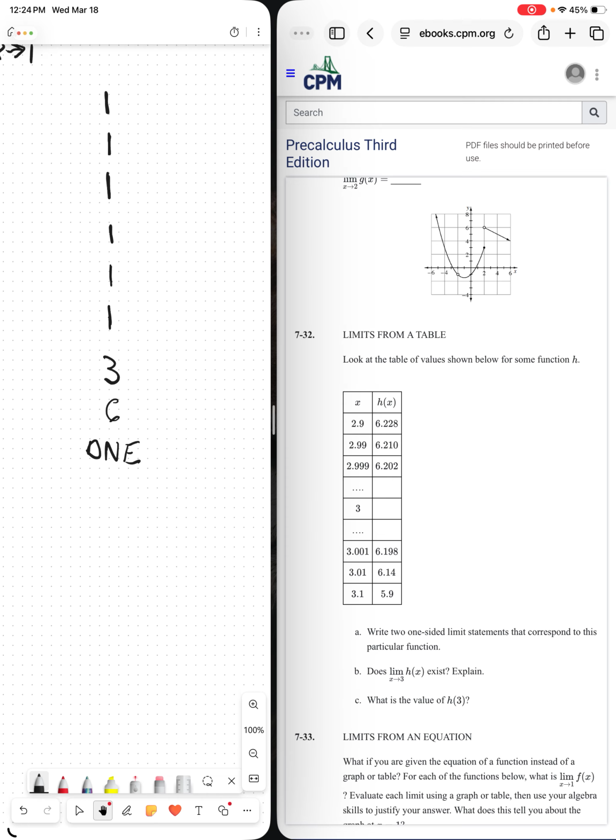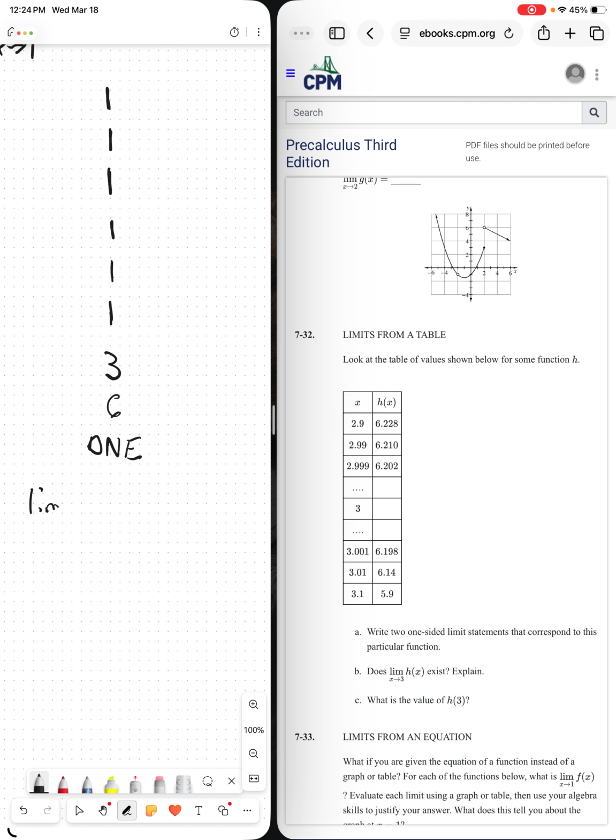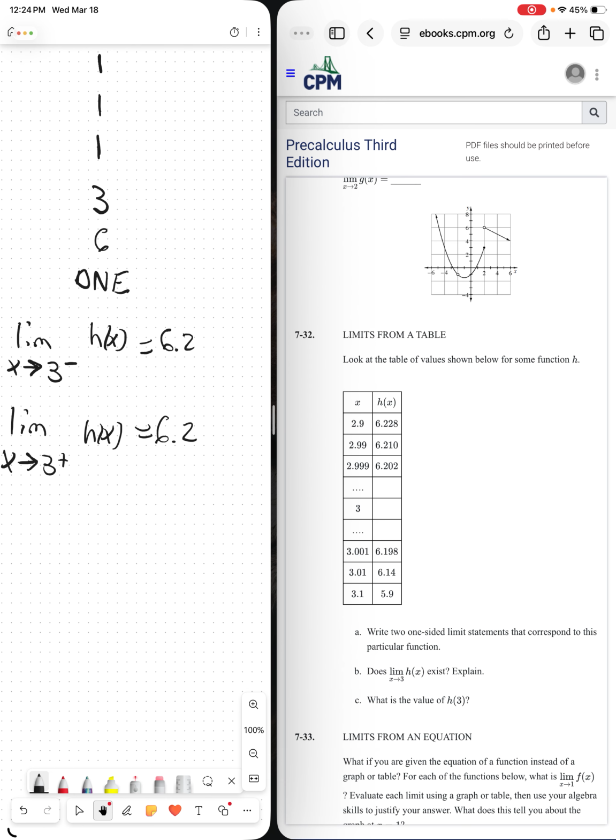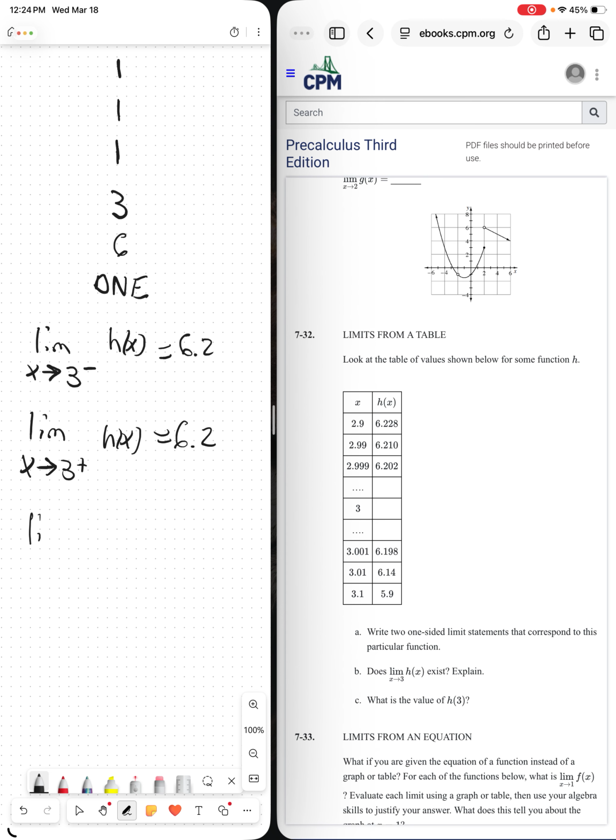we'll write two limit statements, right? The limit as x approaches 3 from the left, and the limit as x approaches 3 from the right of h of x. And we can see both of these are approaching 6.2. So therefore, our general limit does exist. They're approaching the same thing.